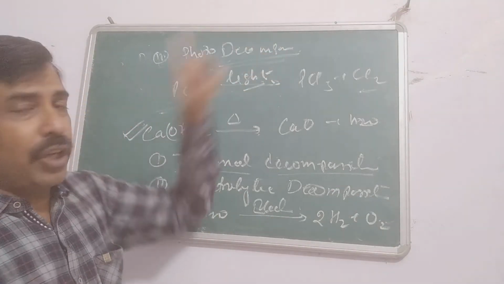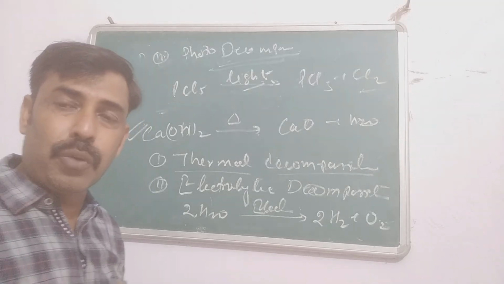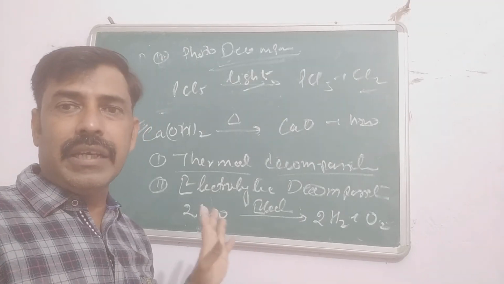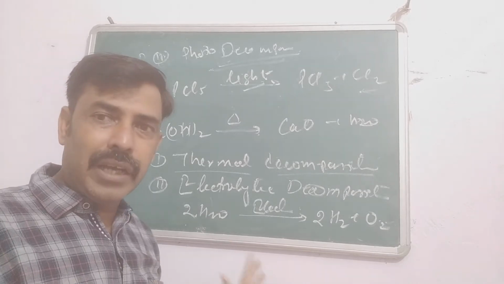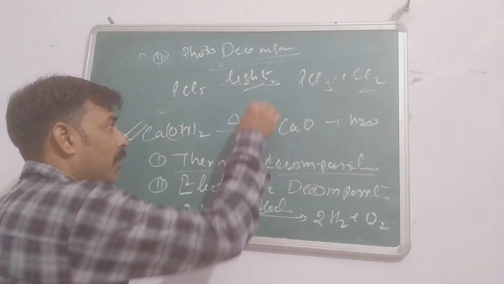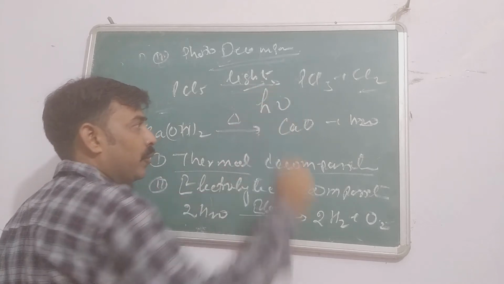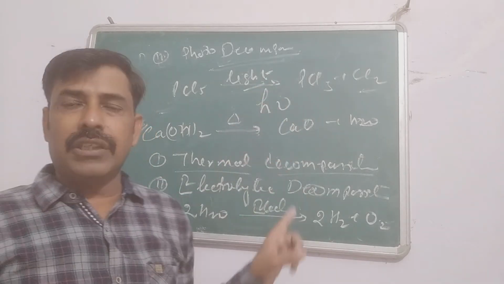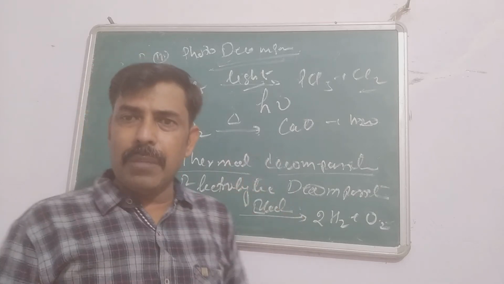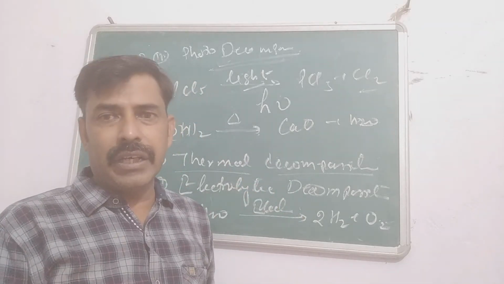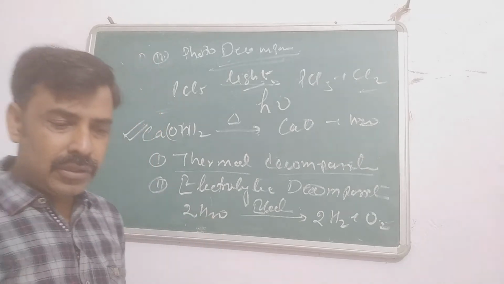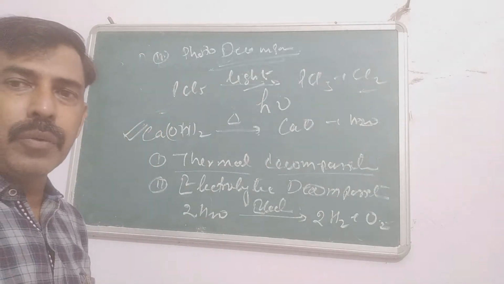And last one is photo decomposition, where the decomposition is taking place due to the photo means light. Here the light means highly energetic lights like UV and IR. The light can also be represented in the form of H nu, where H is suggesting the Planck's constant and nu is suggesting the frequency. So here we also represent light as H nu. So these were the three different types of decomposition reactions. Now we are going to see the third type of reaction.